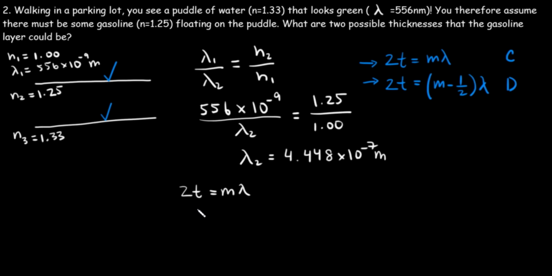So 2t equals 1 times 4.448 times 10 to the negative 7. And solving for t is going to give you this divided by 2.